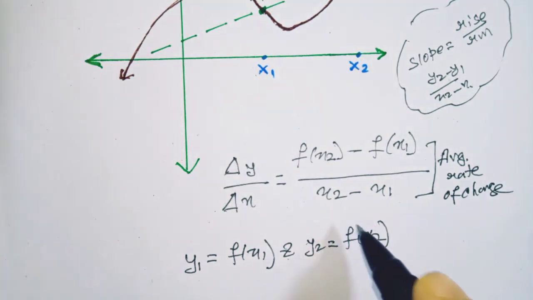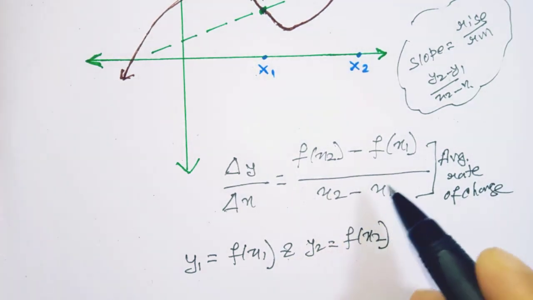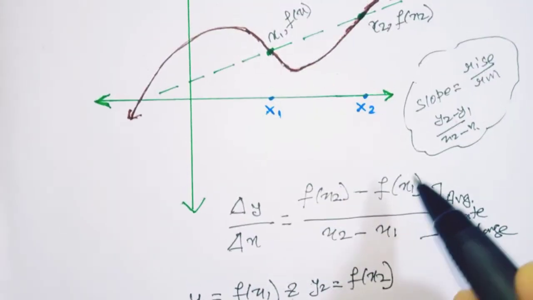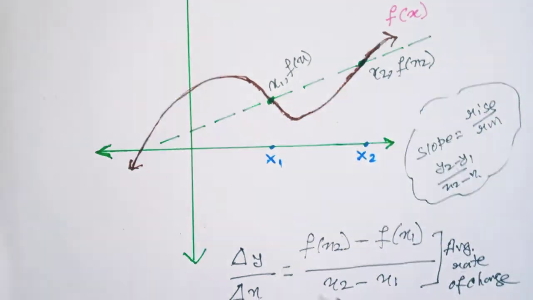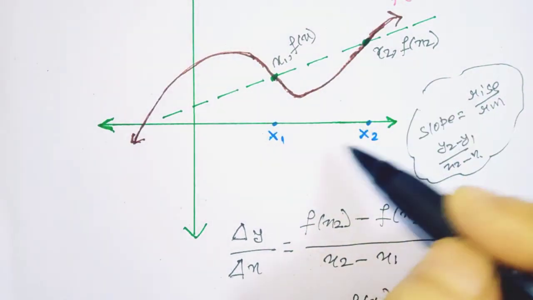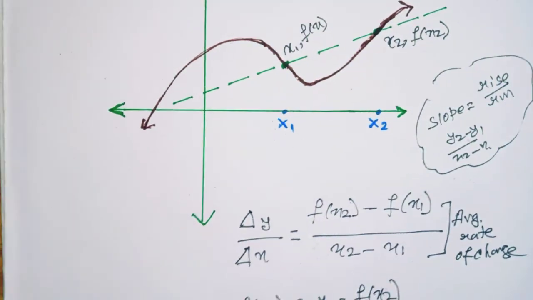So we are plugging in the values: f of x2, that is y2, minus y1. What is y1? This one, f of x1, right? And then x2 minus x1. These are the values, so this we have put.